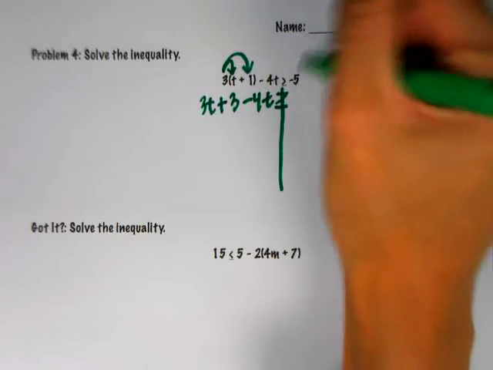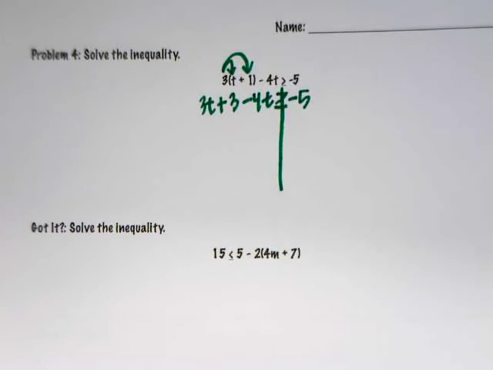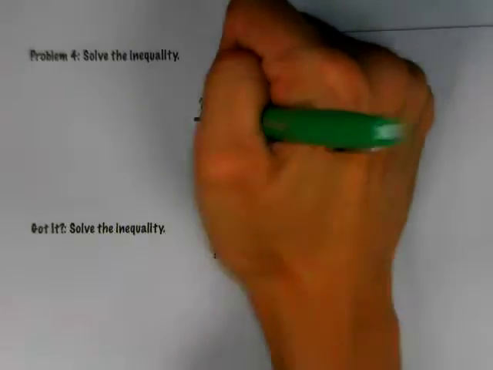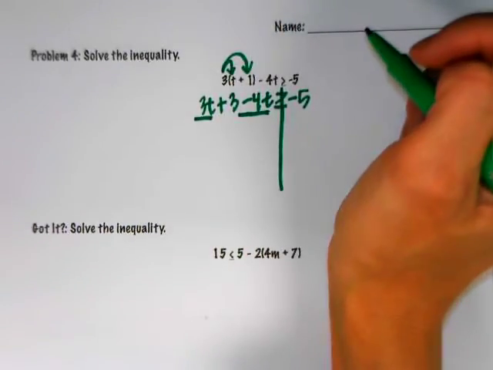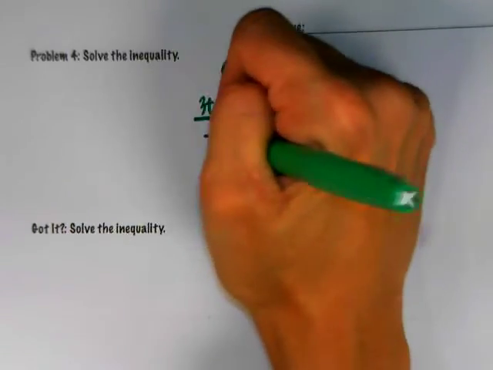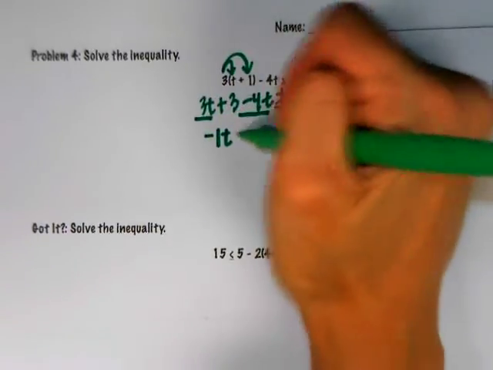Greater than or equal to negative 5. Okay, so it's just distributing. But we're still not ready to do the problem yet because we have too many things on one of the sides. We can combine some stuff together. On this side, let's combine 3t with negative 4t. So what's 3 and negative 4? Negative 1t. And then you still have your plus 3.